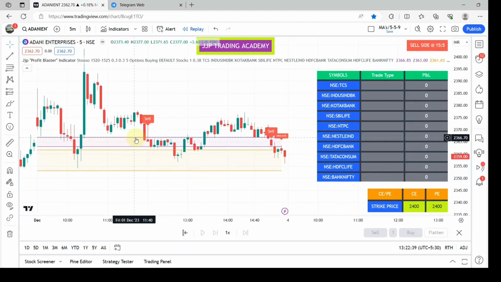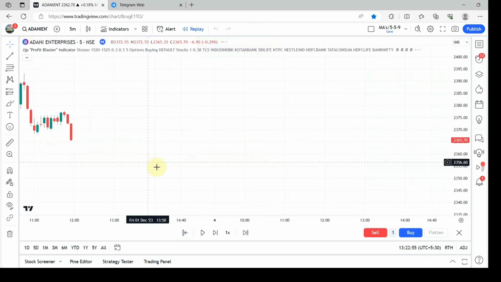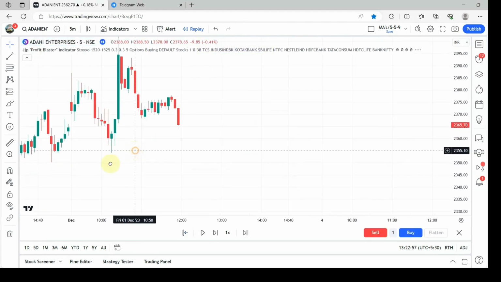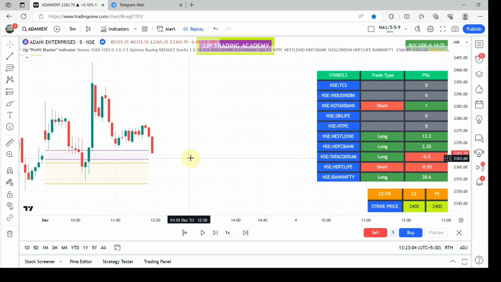So now you can see the Adani stock has been listed here, and the signal came in at 12 o'clock. Actually, this signal is not valid. Why? You can understand it right now. I am just opening the replay mode also. It is very easy to tell whether this signal is valid or not.